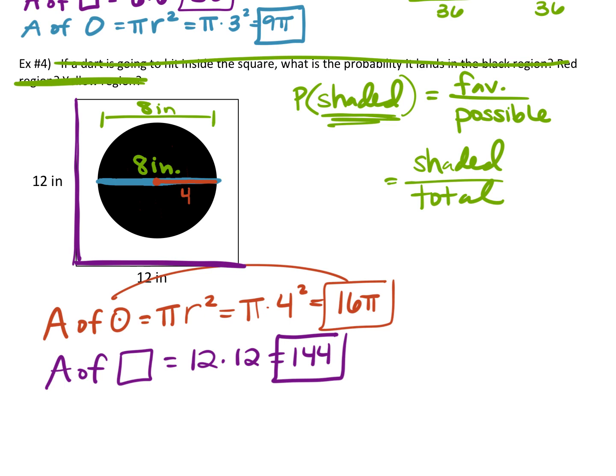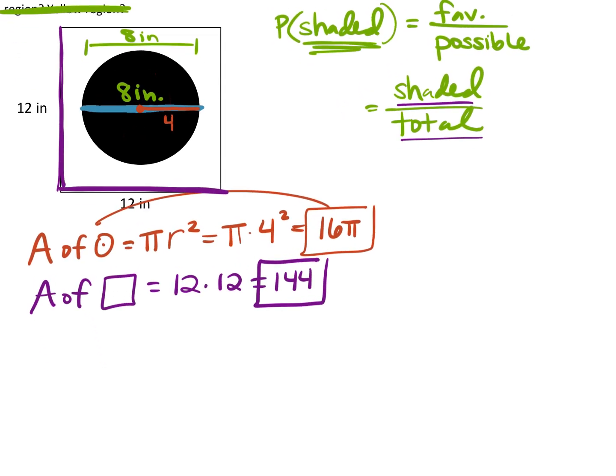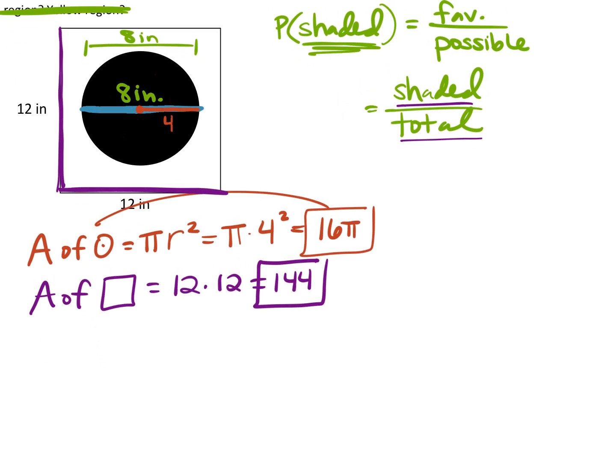Okay, now this one's different. Last time, the circle fit perfectly in the square. The shaded was the outside part, so you plugged in different things. This time, we're doing the shaded over the total. What represents our shaded area right now? The circle, which is what area? 16 pi, right? The area of the circle is your shaded area.